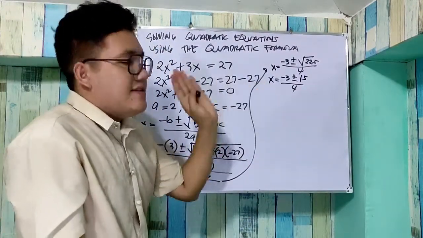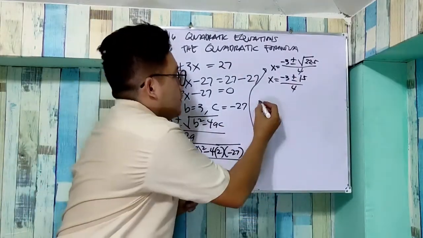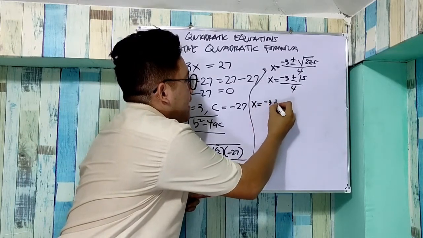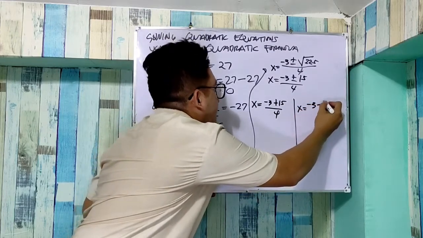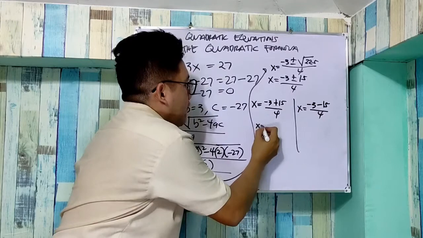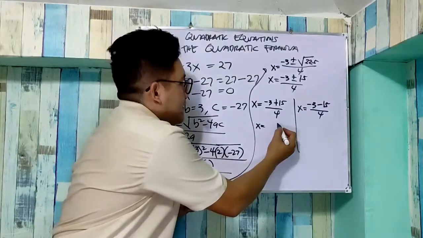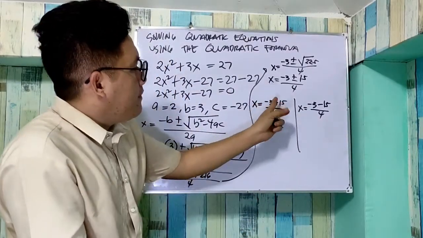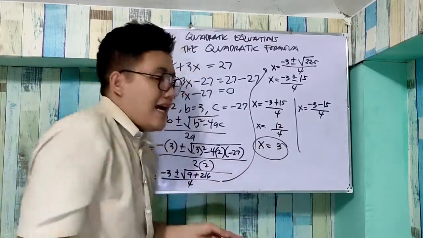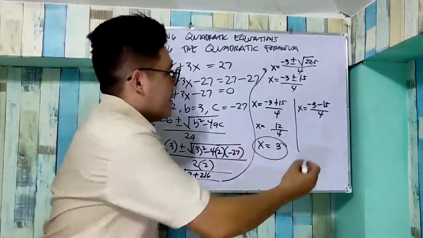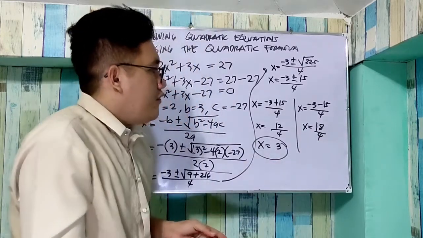So, okay na? Since okay na, hanapin na natin yung roots. Paghiwalayin na natin, isang positive, isang negative. So, we have here x is equal to negative 3 plus 15 over 4. X is equal to negative 3 minus 15 over 4. Negative, positive, subtract. So, we have 15 minus 3, that is 12. Since mas mataas yung 15, positive 12. Divided by 4, x is 3. Nahanap natin yung unang roots. Next, negative, negative, plus. So, therefore, we have 18 over 4.